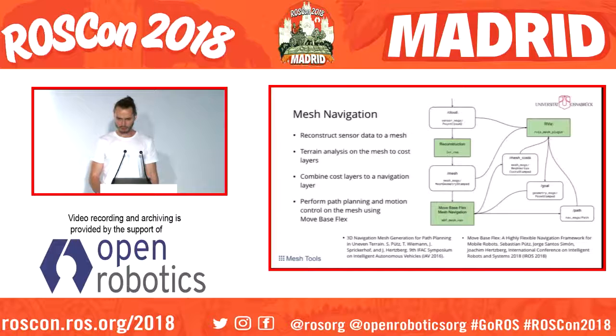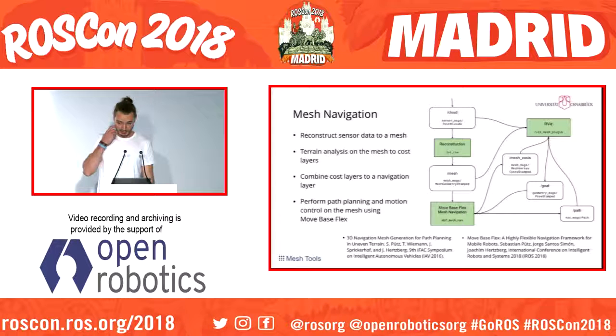Now I want to give you an application. We also work using MoveBase flex. Mesh navigation works like this: we first reconstruct a point cloud to a mesh, and then do terrain analysis on that, computing cost layers like height differences, roughness, riskiness, maybe also including some semantic information, and then fusing that together into a navigation layer. On that, we can perform path planning and even motion control.